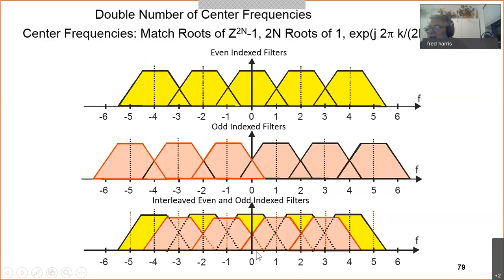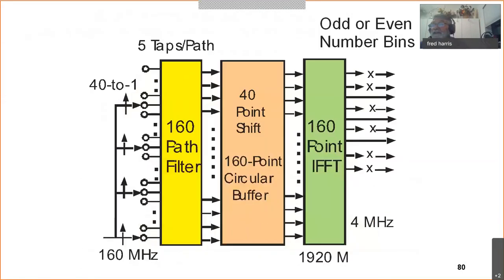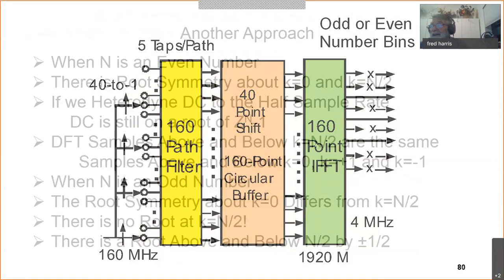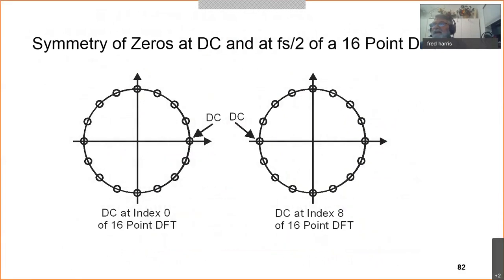So I can build a polyphase filter where the bins are closer together than the space between the channels. And I can skip using the bins, take every other one. And if I do that, we have in the same system the ability to get in the same receiver all the even index bins or all the odd index bins without the phase rotators. Neat little trick, but we can do better than that.